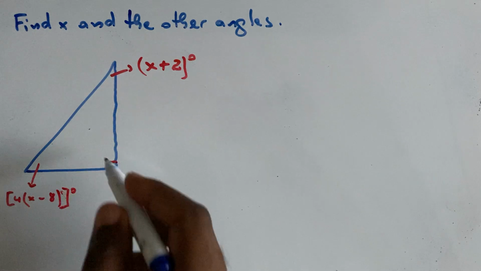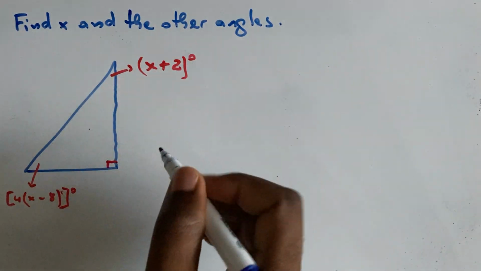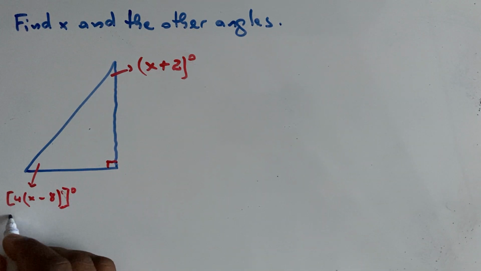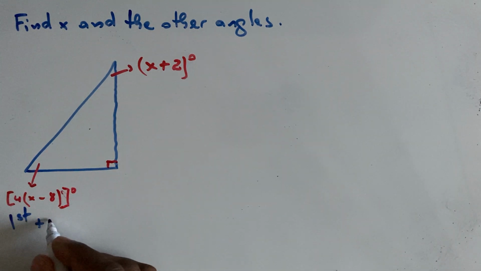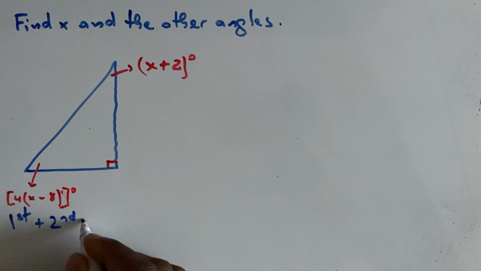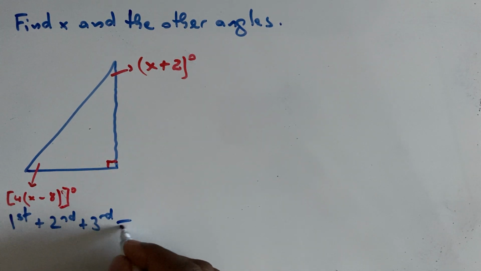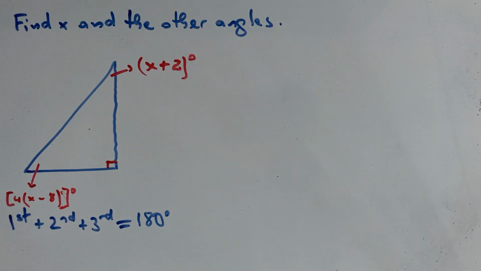Now you have a triangle, therefore you know that if you have the first angle plus the second angle plus the third angle, if you add all of them, the sum must be 180 degrees, okay? So you have to keep this in mind. So that's what you use to form that equation, okay?